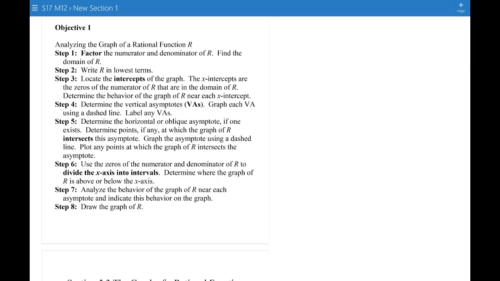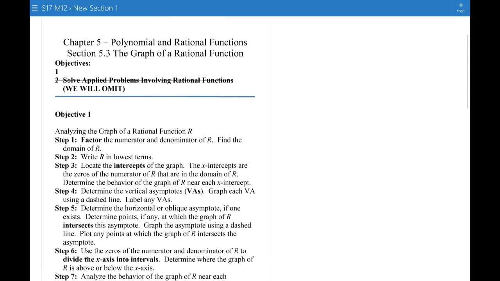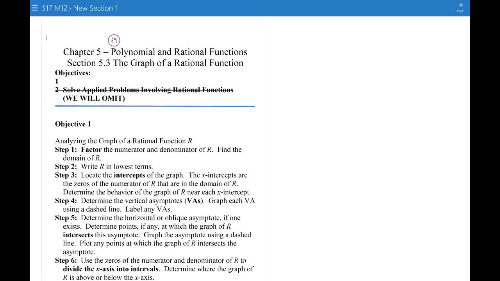So section 5.3, there really isn't a lot to talk about on the movie because we're going to do this graphing in class, but I would really appreciate it if you would do a lot of these steps before you come so we can spend the bulk of the time actually drawing graphs. You can definitely do a lot of the steps ahead of time. So this is graphing rational functions.